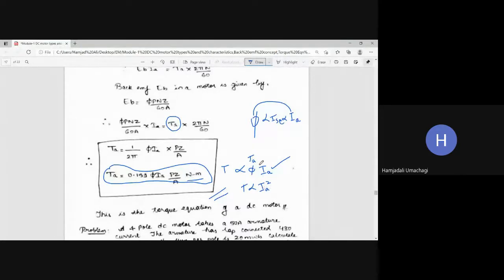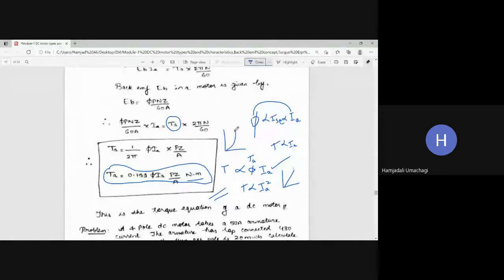But if you take a DC shunt motor, then flux will be constant. In that case, torque is directly proportional to the armature current. Then what will happen? In that case, you get a linear graph, like that. If torque is directly proportional to IA square, then the graph will be parabolic in nature.